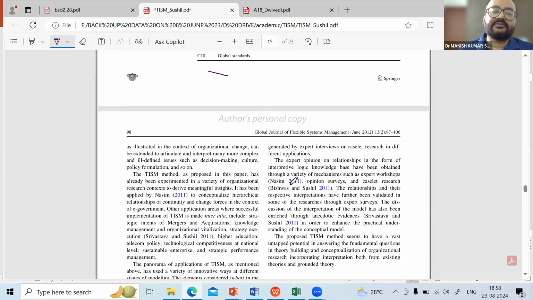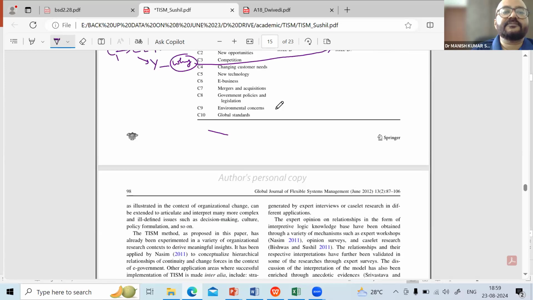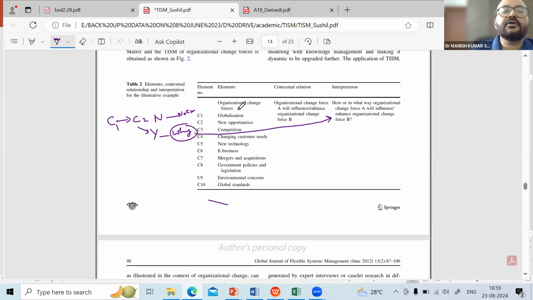It will look something like this. For example, C1 is impacting C2. If you say yes, it is a paired comparison of change forces. C1 and C2, but what is C1? C1 is globalization. You can see in the factors we have selected, C1 is globalization. And C2 is new opportunities. Can you see it?